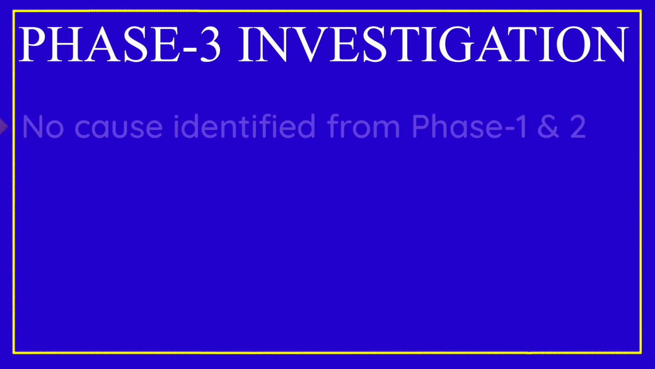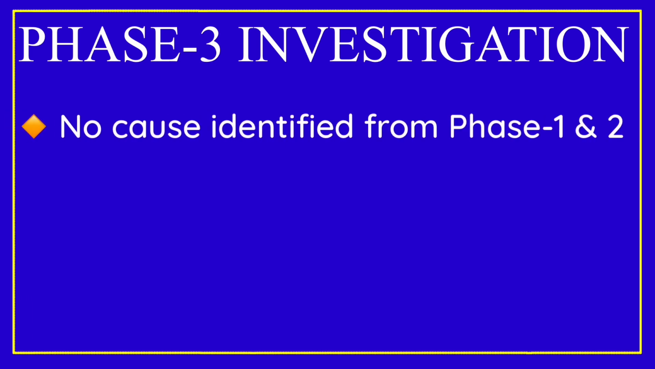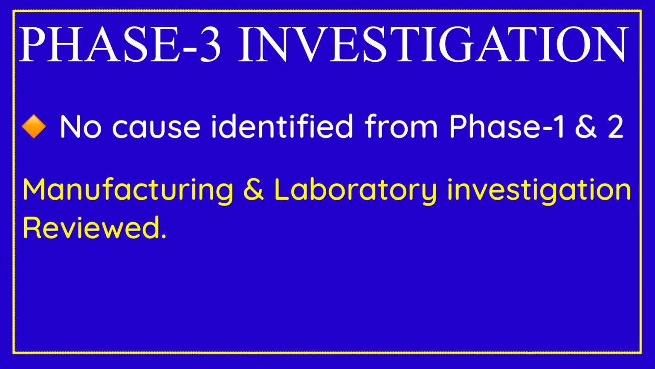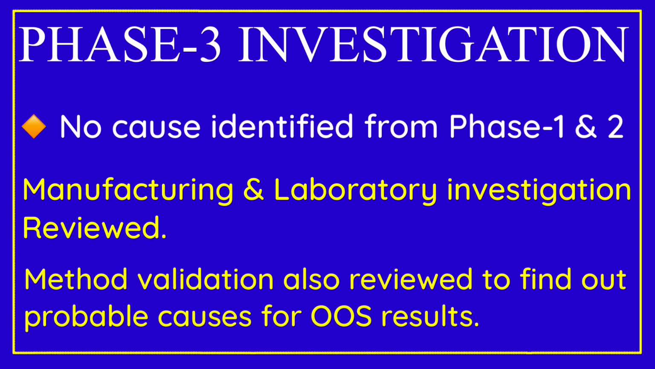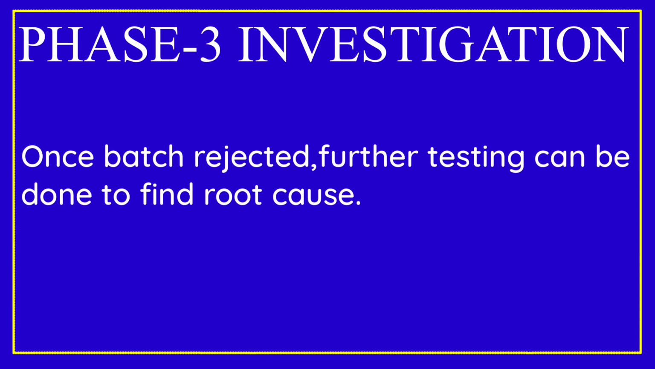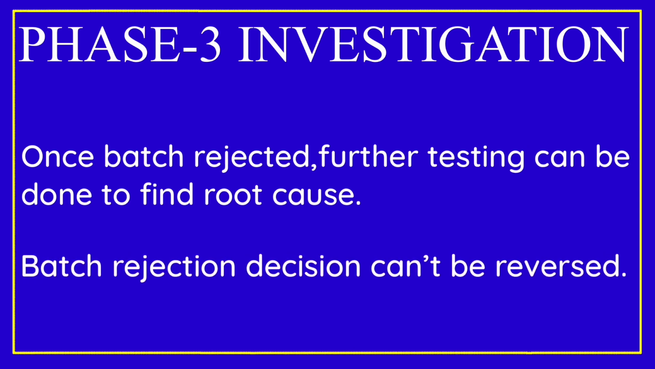Now let us see the second situation. If no root cause is identified from phase 1 and phase 2 investigation, in that scenario phase 3 investigation is done. Now the question is what we will do in phase 3 investigation. So in phase 3 investigation, manufacturing investigation and laboratory investigations are again reviewed thoroughly. Along with that, method validation data is also reviewed to find out the probable causes of the OOS results. According to MHRA guideline, once batch has been rejected, there is no limit to further testing to determine the cause of the failure. And one more important point you can note down that once batch rejection decision is taken, it cannot be reversed back.